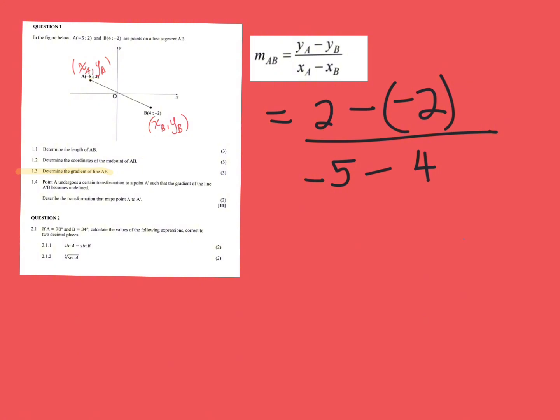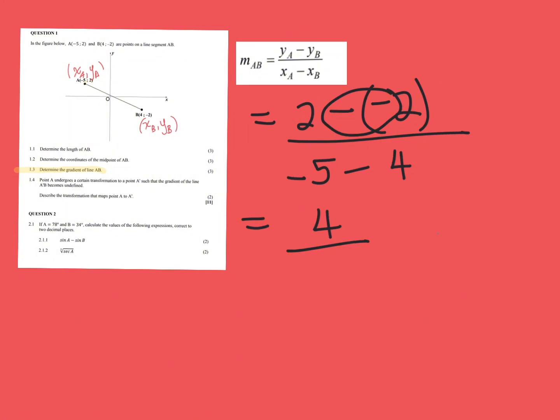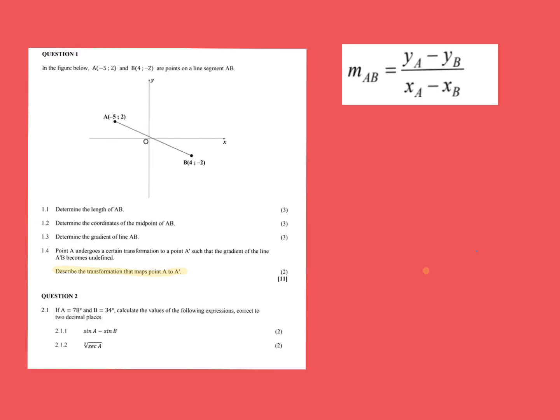Now we just work this out. This is going to become plus. So it's going to be 2 plus 2, that's 4. And then a negative 9 at the bottom. And so this is the gradient. The gradient is negative 4 over 9. That is the gradient. Now we move on to the next question.